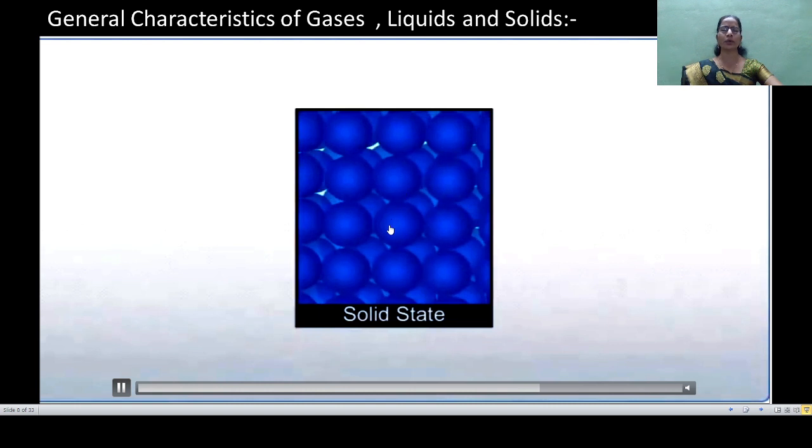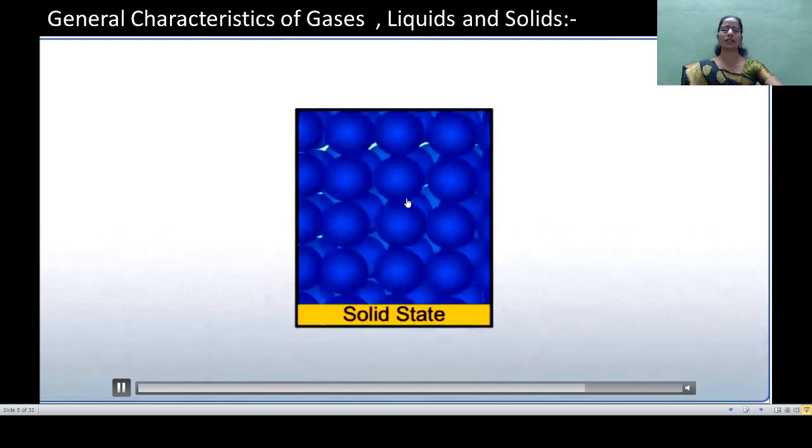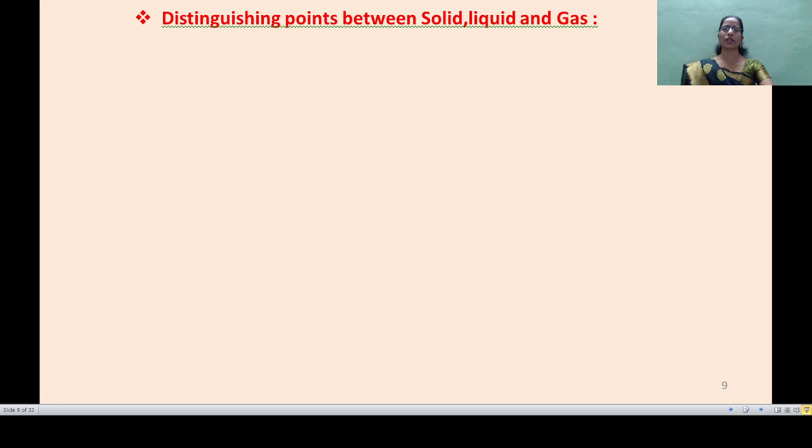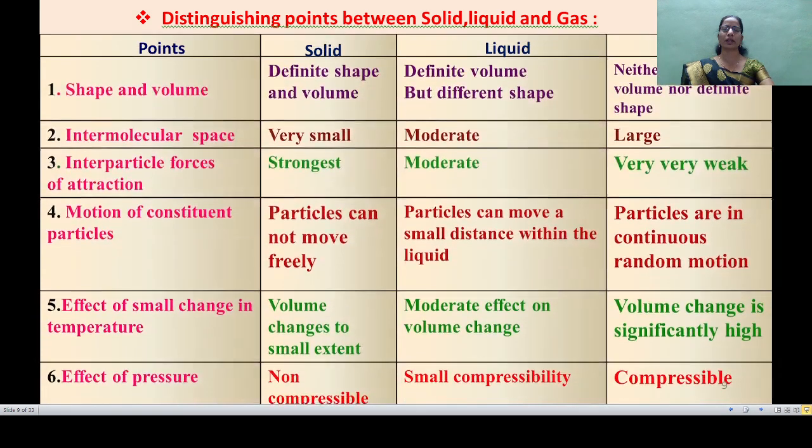Okay, and due to this, the particles of matter in the solid state have definite volume, definite shape, and it is also non-compressible, that is, it is rigid. Now with the help of these observations you can easily differentiate between these three states of matter. So let's see the distinguishing points between solid, liquid and gas. I have given you here a table which gives us the differences between these three states.